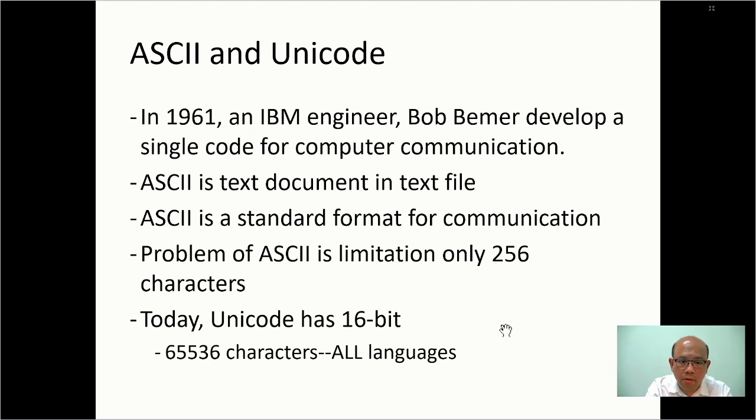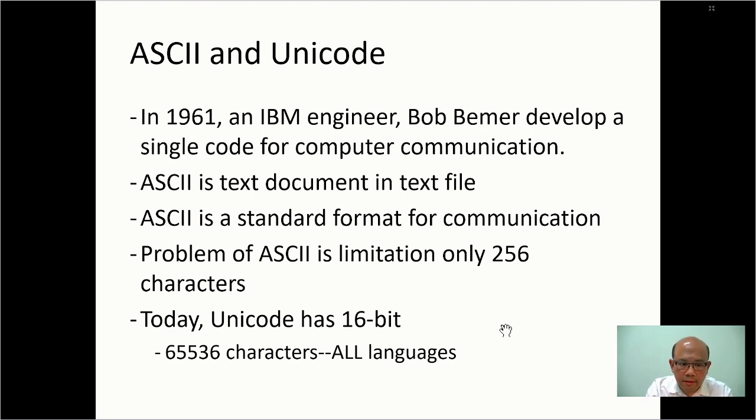We find ASCII code in the text file. When you open a file.txt, inside the file.txt is the ASCII code. ASCII code is the standard format for communication. When you transmit data by serial communication to another microcontroller or device, it may be changed to the ASCII code.